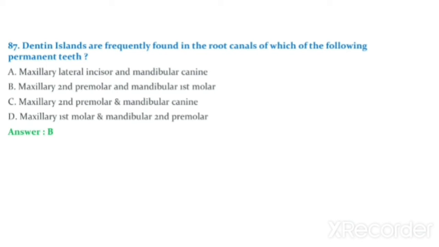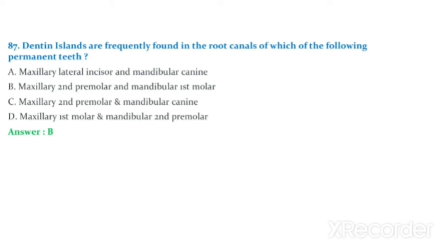Option B: maxillary second premolar and mandibular first molar. Option C: maxillary second premolar and mandibular canine. Option D: maxillary first molar and mandibular second premolar. The answer is option B, that is maxillary second premolar and mandibular first molar.